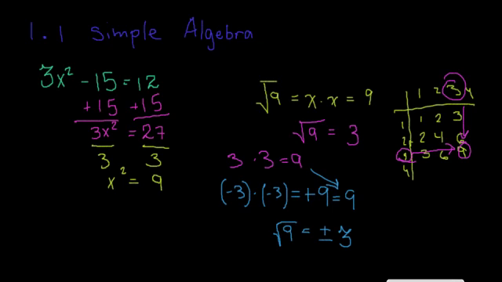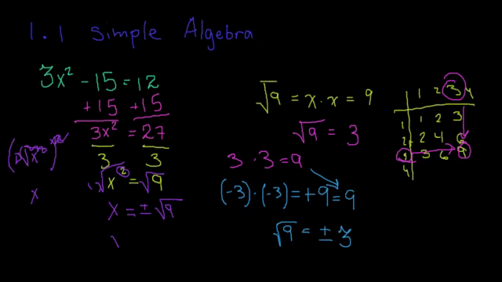So now all I have to do is take the square root of both sides, because when you take the square root of something, it gets rid of the squared. If you have, let's say, the square root of x, also called a radical, and you square it, you get rid of the radical and you get x. So if we take the square root of something squared, it just becomes itself. So x equals plus or minus the square root of 9. x equals plus or minus 3.